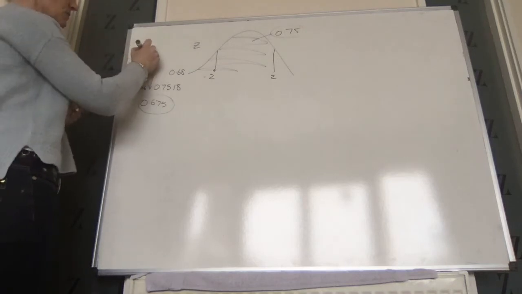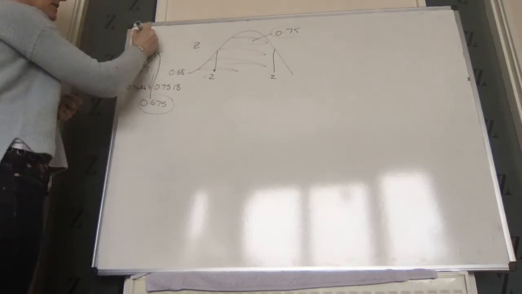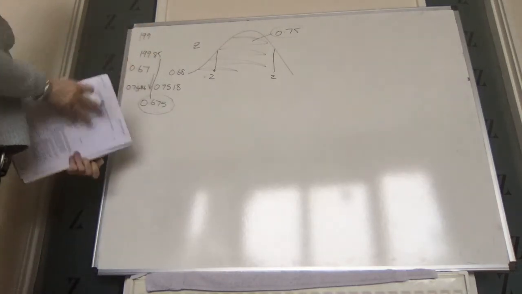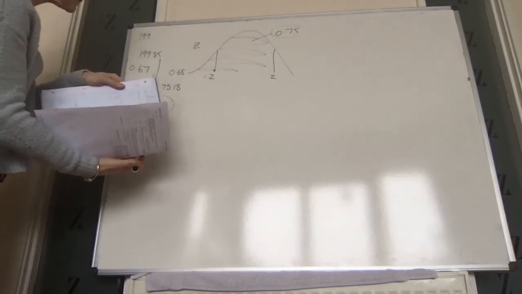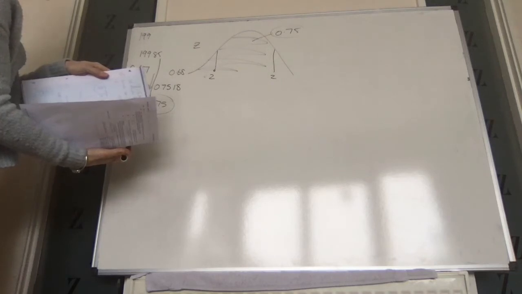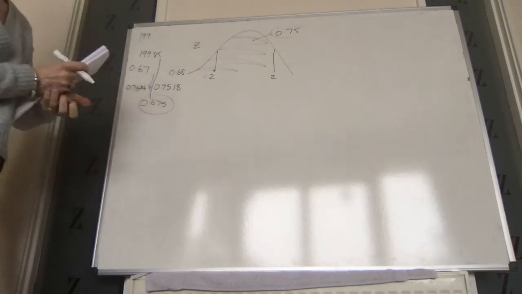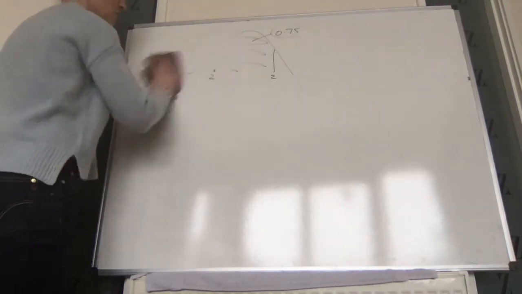I think the answer was 199.85 if you use the 0.675, and it was 199.95 if you used 0.67. Okay. Right. I want to move on. Any other questions on that you can ask me on Monday.